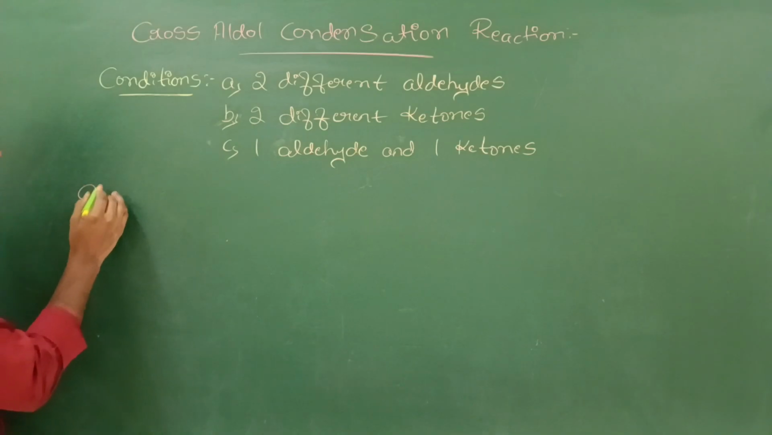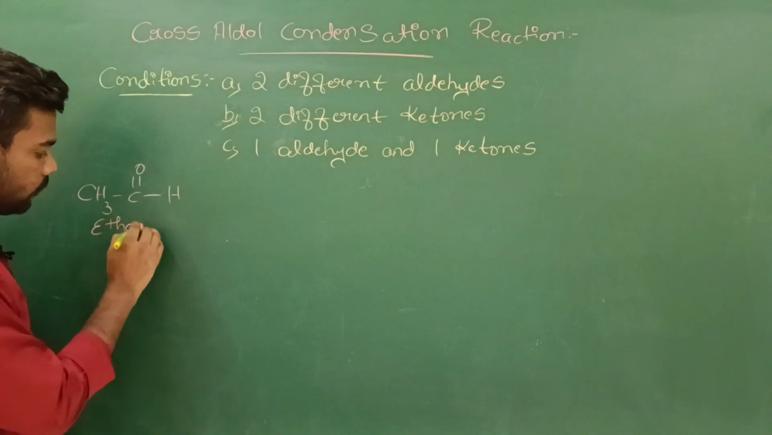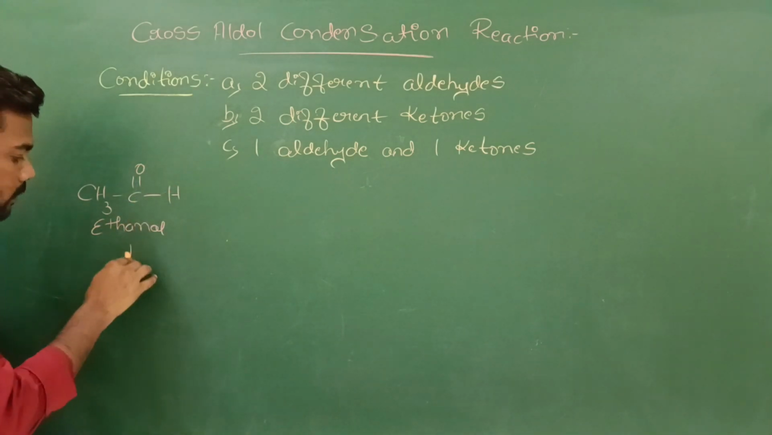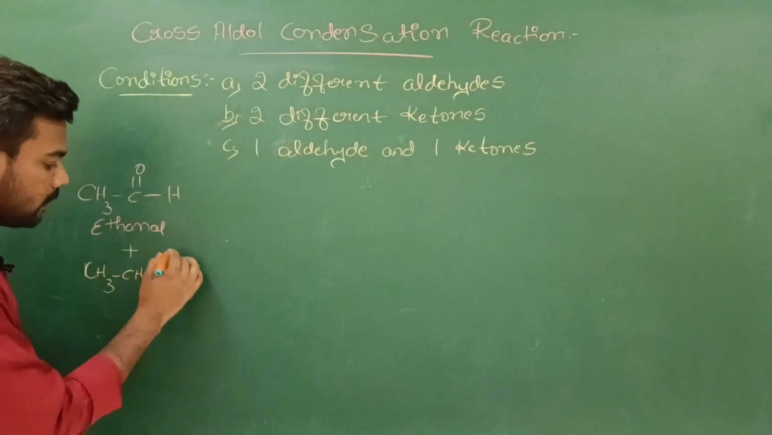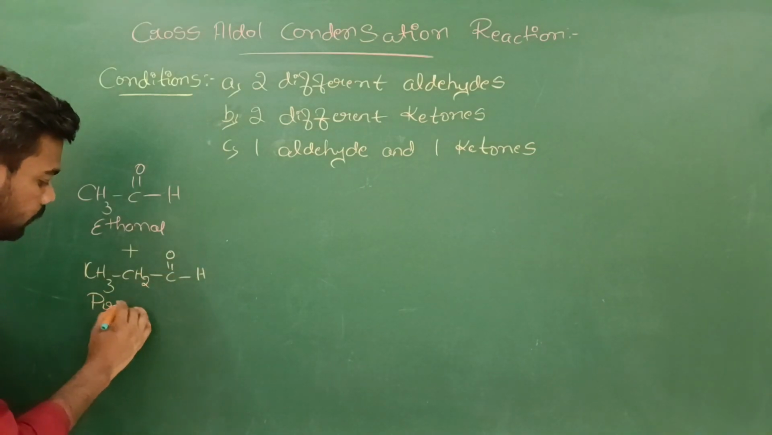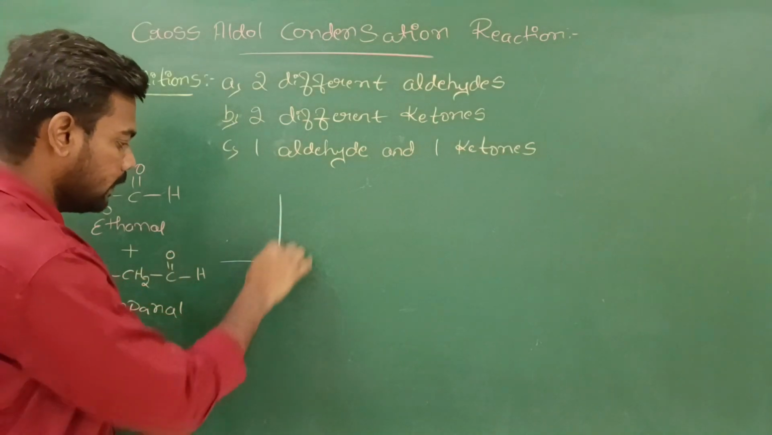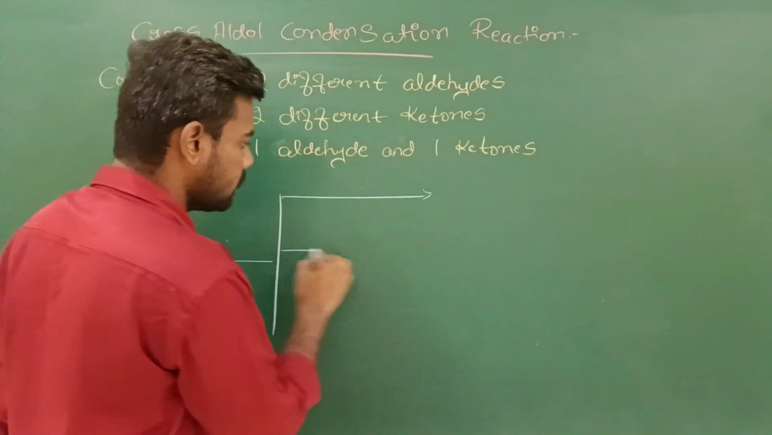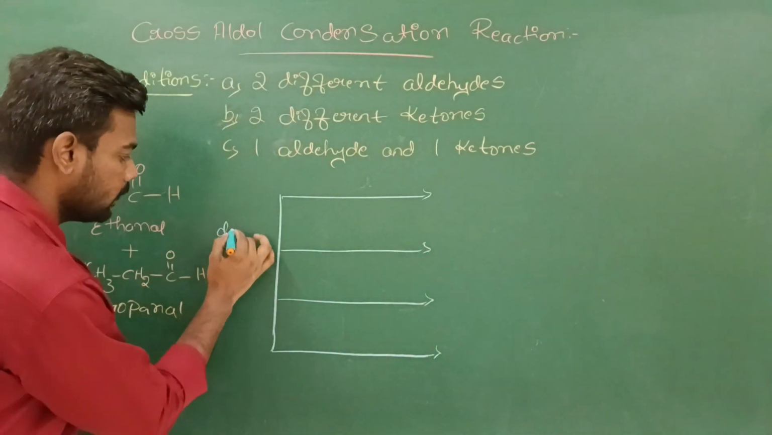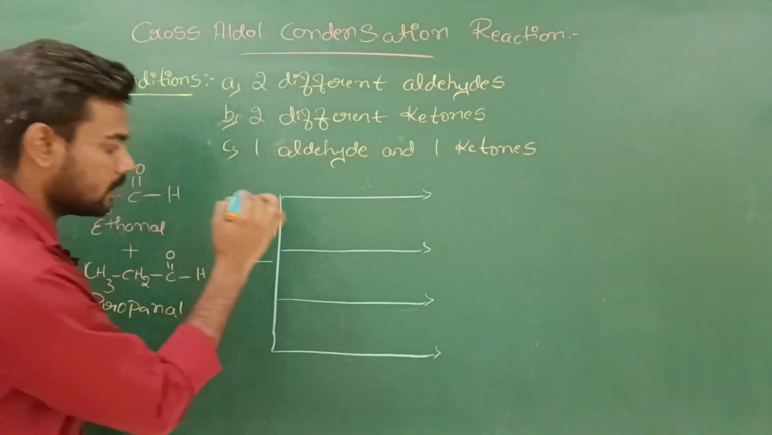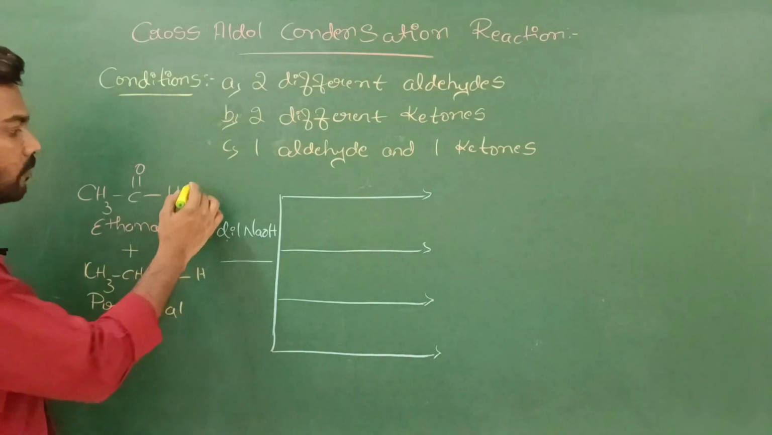For example, when ethanol is reacted with propanol in the presence of dilute sodium hydroxide, we get four different products.